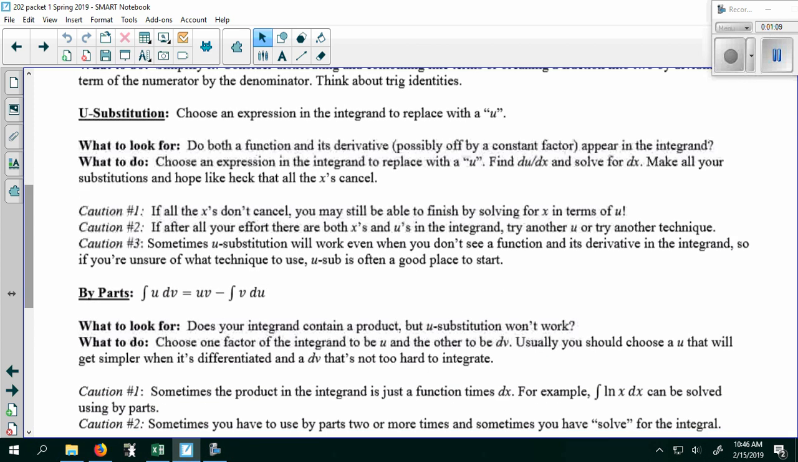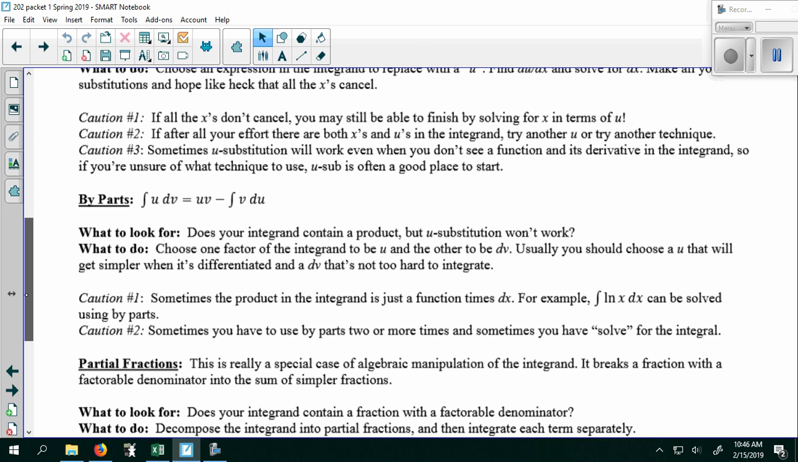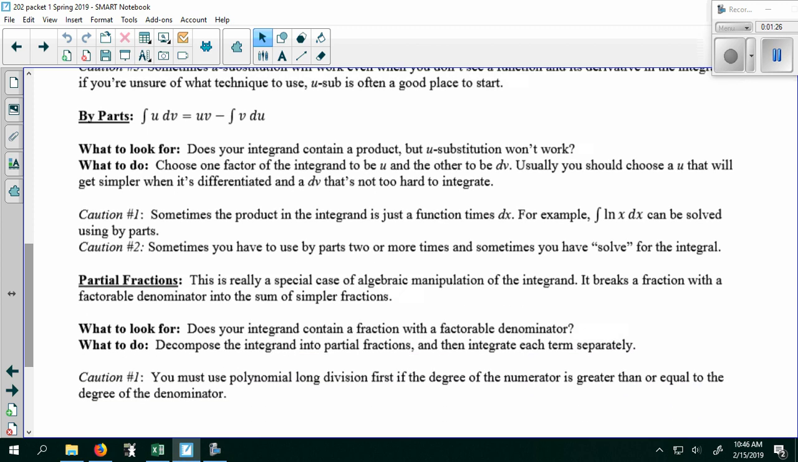The thing you want to look for is, you want all of your x's to cancel, right? So you would look for, do both a function and its derivative appear in the integrand? By parts: whenever you have a product, that's often a good hint that you might use by parts, but only if you can't use U substitution. U substitution is easier, but if U substitution doesn't work, then by parts is a good next option.